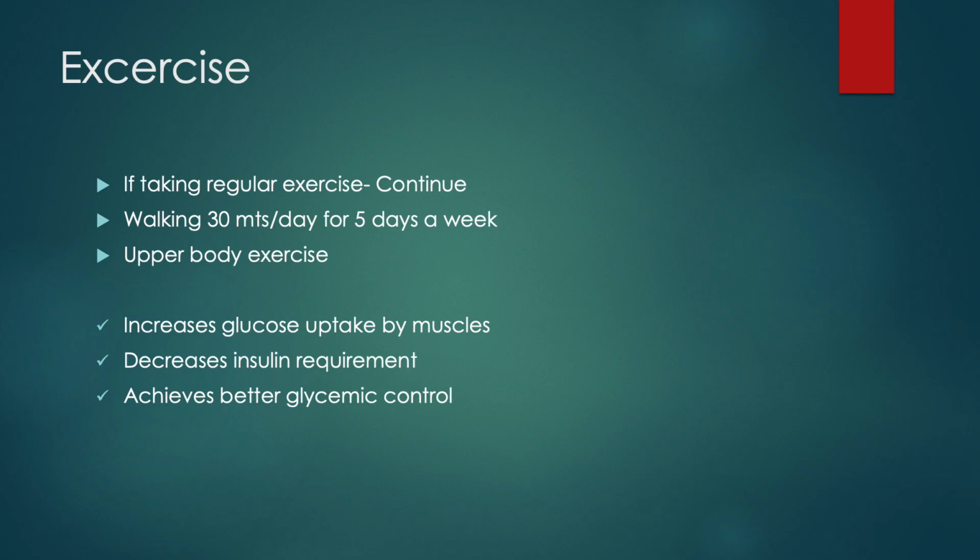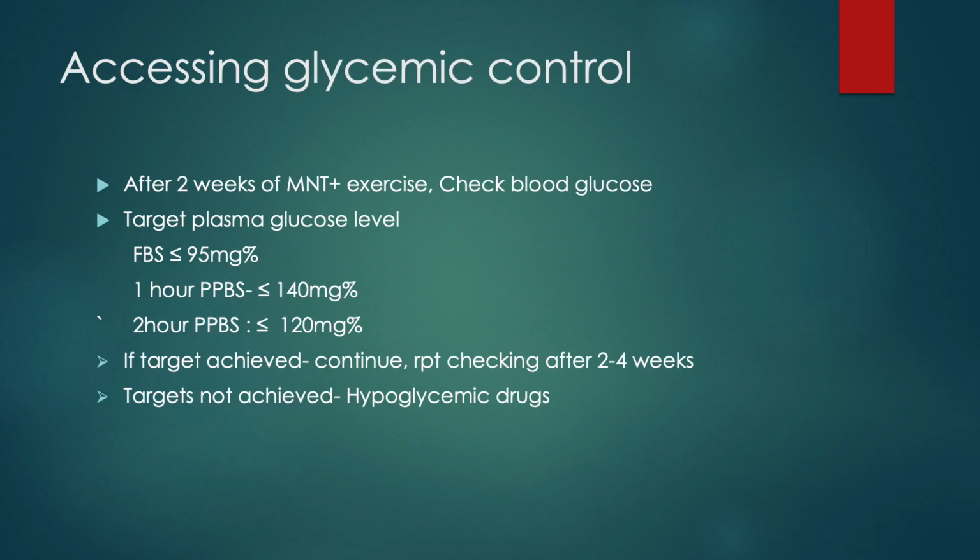Those who cannot walk, you can advise upper body exercise. Exercise helps in reducing blood sugar by increasing glucose uptake by muscles. It decreases the insulin requirement and thereby achieves better glycemic control. It is important to know whether your management has helped in achieving glycemic control, so assessing glycemic control is very important.